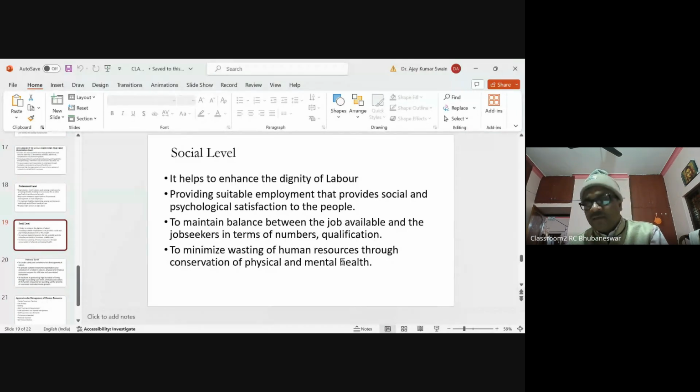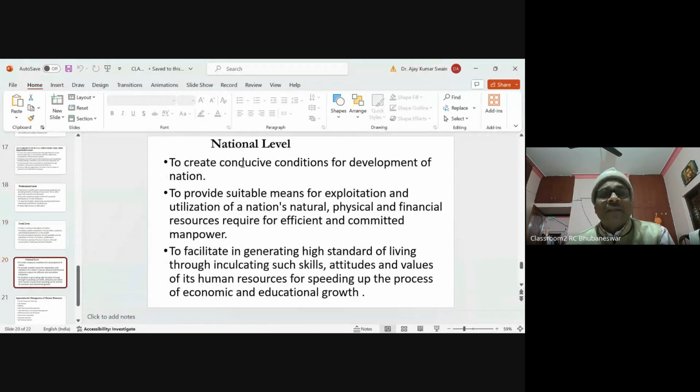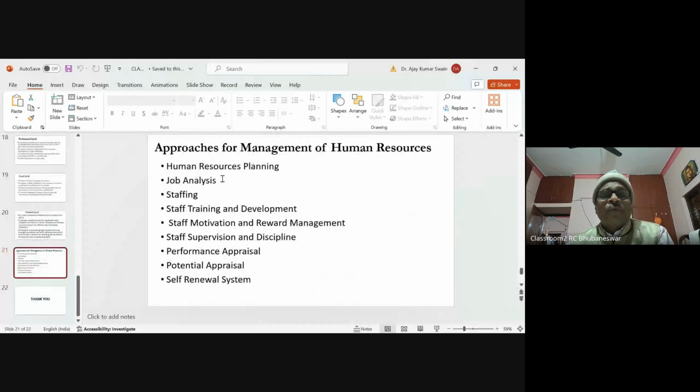This is another. National level, then approaches for management of human resources. These are the approaches: human resource planning, job analysis, staffing, training and development, staff motivation, reward management, staff supervision, discipline, and so on. All are this; this is all about the management of human resource and physical resource, management of the institution.